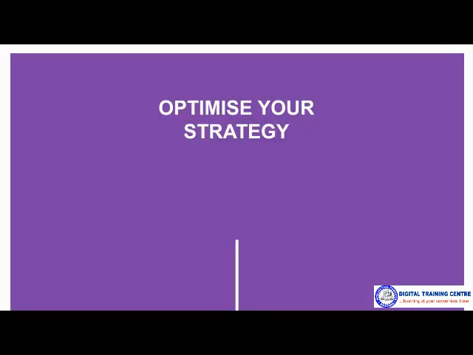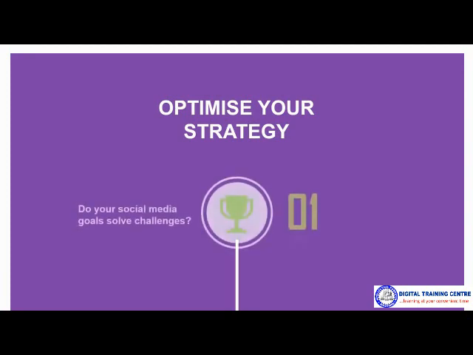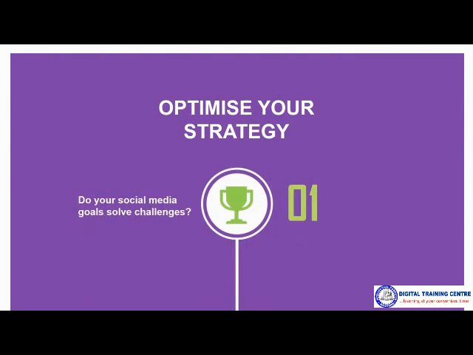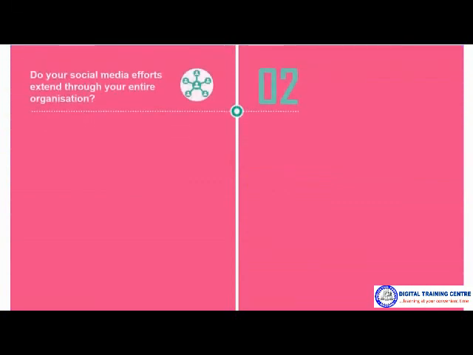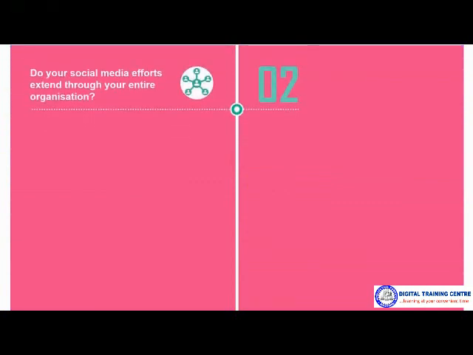Let's take a look at what you want to consider when you want to optimize your strategy. So once you have your strategy, the first thing you need to ask is whether your social media goals solve challenges. In the previous lesson, we looked at what we want to achieve, what we want to conserve, eliminate, and avoid. Having answered these questions, it means that you should know exactly what challenges your social media goals will solve. Number 2, are your social media efforts extending throughout the entire organization? Have you got buy-in from the relevant stakeholders and from your employees? Is everyone contributing to your social media?